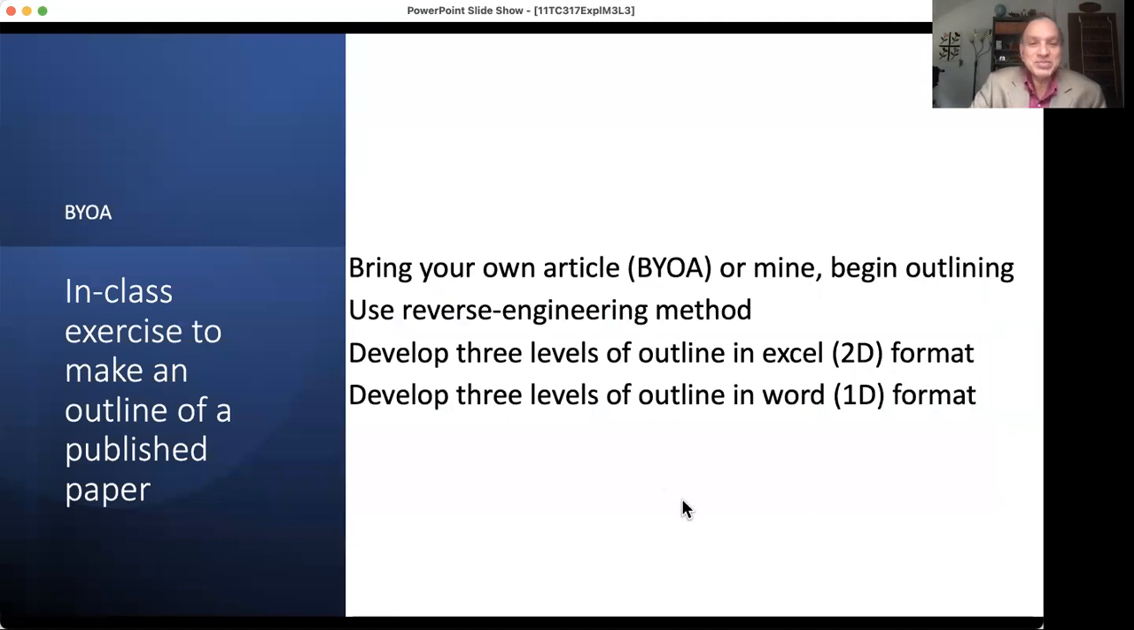So from now onwards, bring your own article, or you can use mine if you don't have one, and do writing in the class whenever I keep asking you, right? So today we did a little bit of introduction, 5 minutes or something. Then we will do 5 minutes of results in the next class. So you can bring your material and let's practice it.